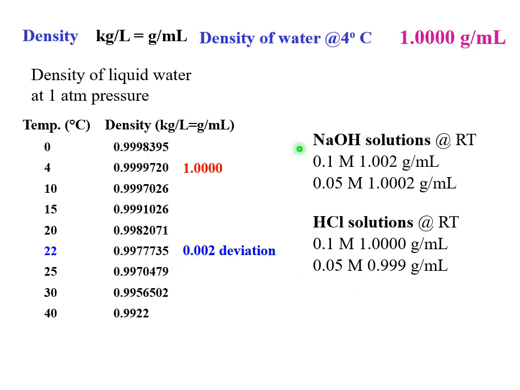What about practically important solutions? At room temperature, 0.1 molar sodium hydroxide will have 1.002 gram per ml, and 0.005 molar sodium hydroxide will have very close to 1 density. 0.1 molar HCl solution has a density of 1 with fantastically good precision. 0.005 will be slightly less dense, still very close to 1.